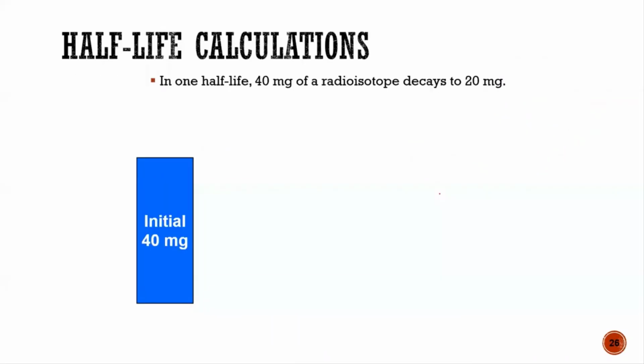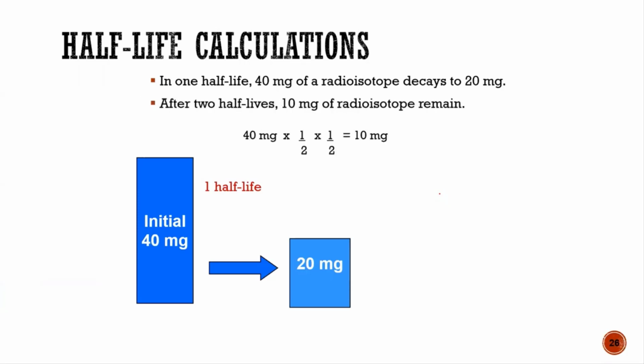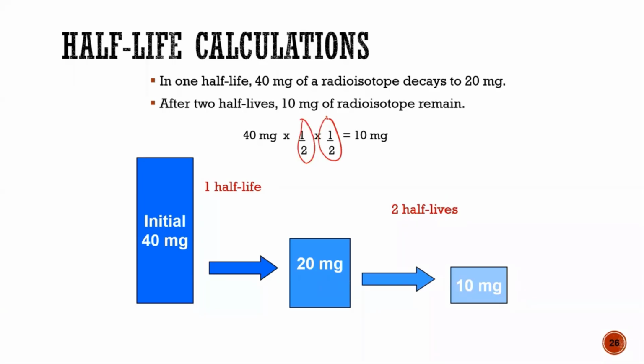So with half-life calculations, it's pretty simple, all right? If I have 40 milligrams initially, after one half-life, I'm going to have 20, because I'm going to have half the original amount. There's another half-life. So there's 2 half-lives. I'm going to have 10. So essentially, you're halving it for every half-life.